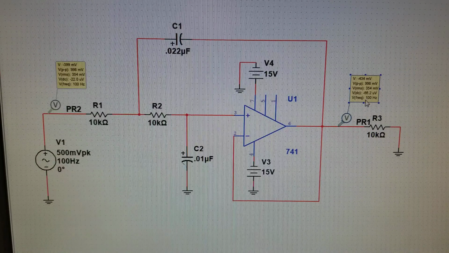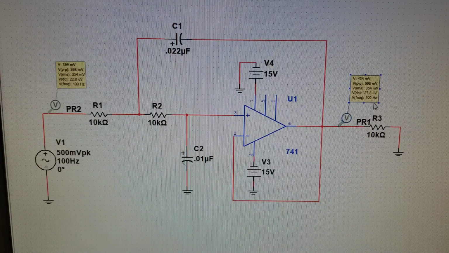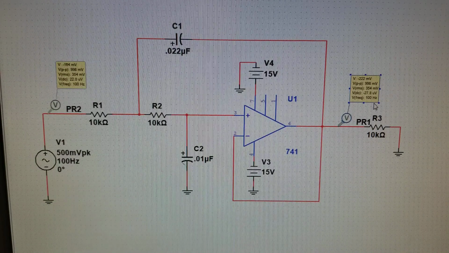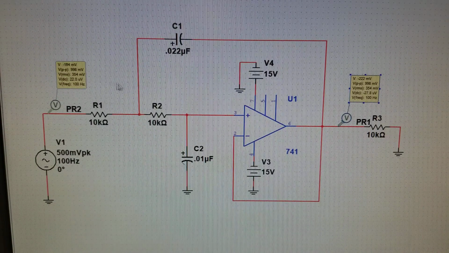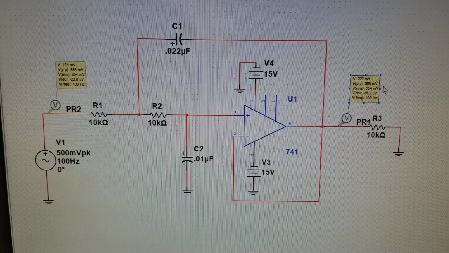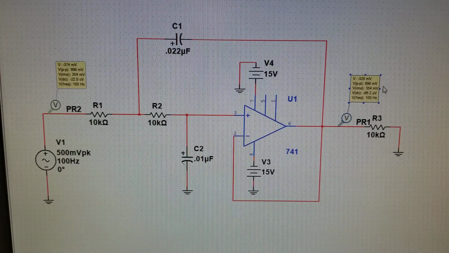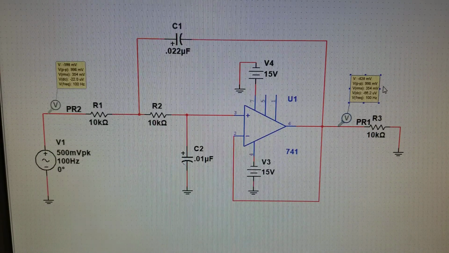As you can see, I've got it so that our output voltage is at about 1 volt peak to peak. So we can start by taking our readings. You see that our input voltage is at 1 volt peak to peak, and our output voltage is at 1 volt peak to peak. So our voltage gain, you take 1 divided by 1, that gives you 1. So we have a voltage gain of 1.